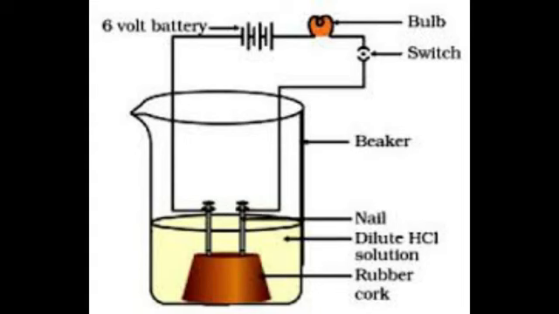Here, two nails are placed on a cork and the cork is placed inside a beaker. Now one of these nails is directly connected to the negative part of the power supply, which is a 6-volt power supply. The other end of this power supply, which will be the positive end, is connected to a bulb, and the bulb in turn is connected to a switch. And the other end of the switch is then connected to the other nail on the cork.